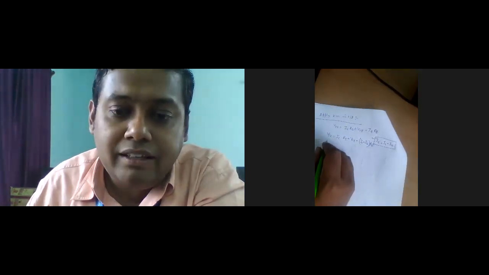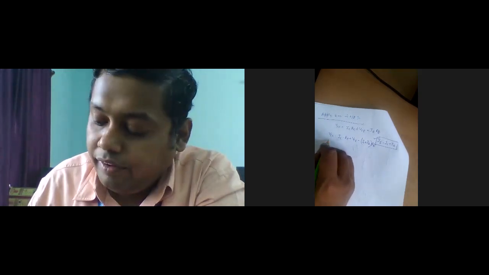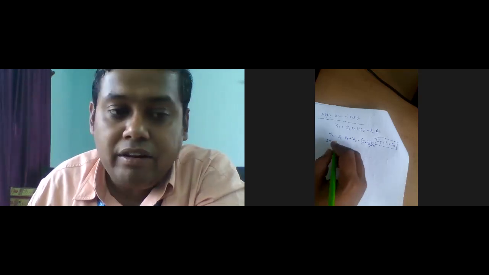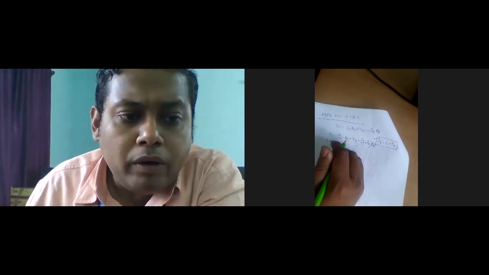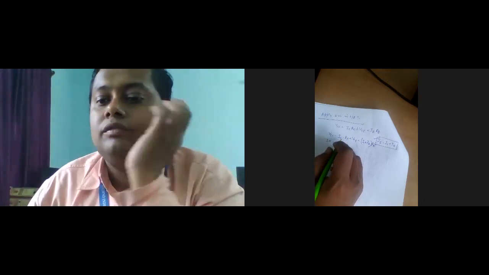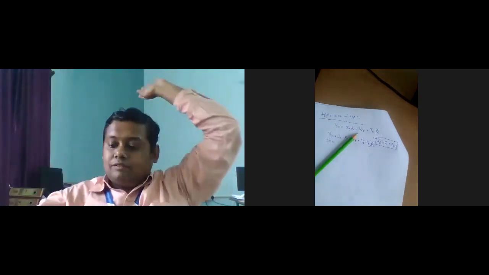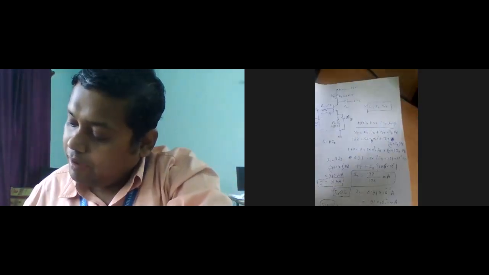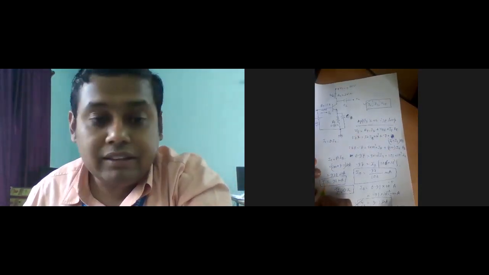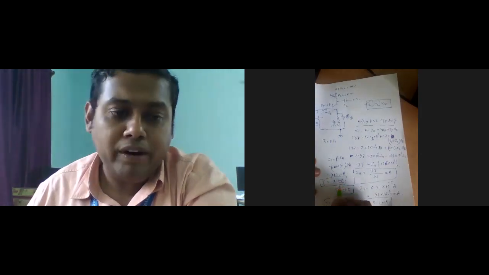Now what is the value of VCC? 10 volt. What is the value of IC? It is 0.91, not microampere, milliampere. 0.91 milliampere.